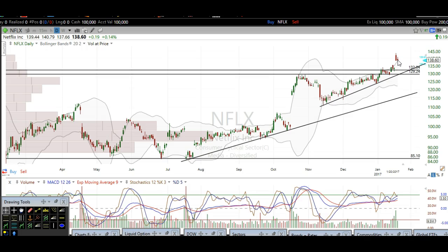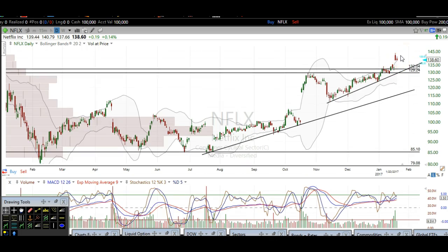I really can't find anything wrong with Netflix here, and more than likely it's going to continue making new highs, and any dip to 132 to 135 to me is a buying opportunity, as I do think it's going to continue breaking out. The next one we're going to take a look at is Chipotle.